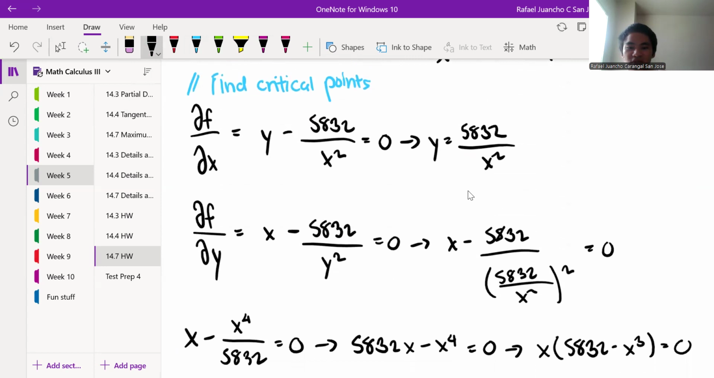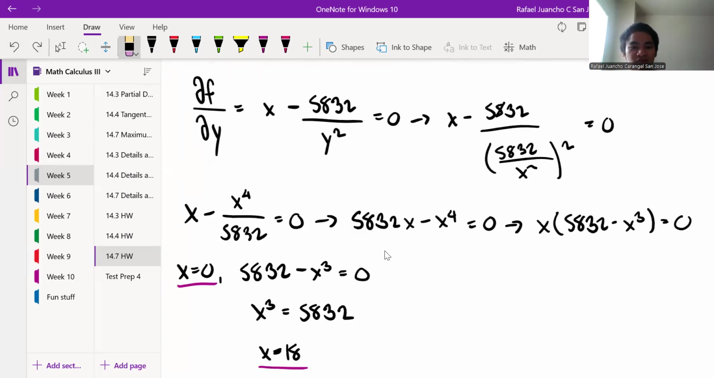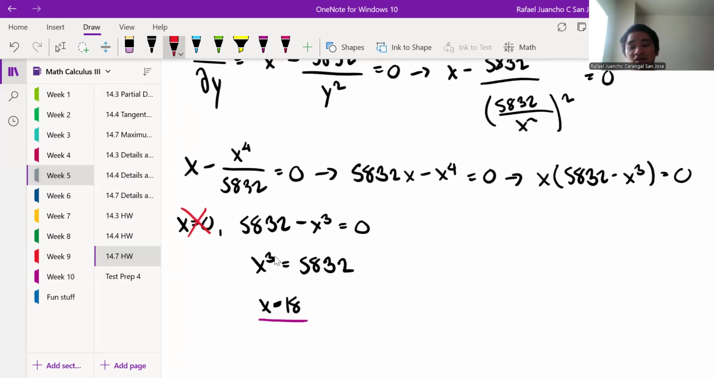Well, you notice here, this is my equation, right? X cannot be 0. That would make y undefined. So this is mathematically correct, but realistically, it's not. So this is not a solution. So we're talking 18 here.